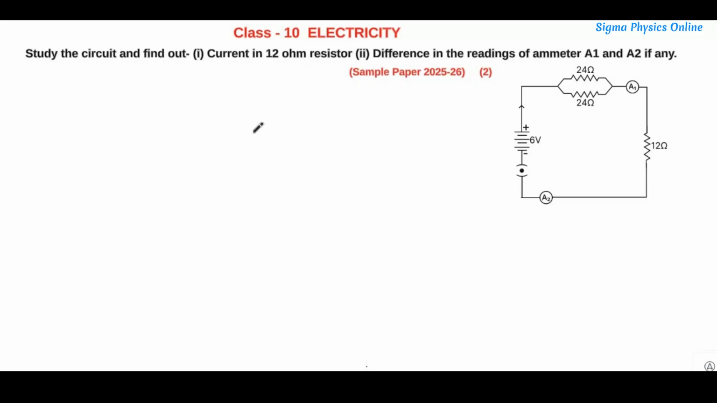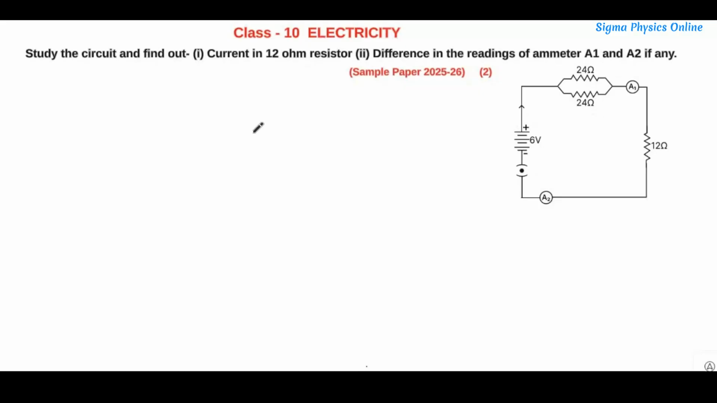Alright, so here we have been given a circuit in which there are two resistors of 24 ohm which are connected in parallel, and the equivalent resistance of this combination is connected in series with the 12 ohm resistor. There is a battery which supplies a potential difference of 6 volt, and there are two ammeters A1 and A2 connected in series along with a key or a switch. So let's find out the current in the 12 ohm resistor.